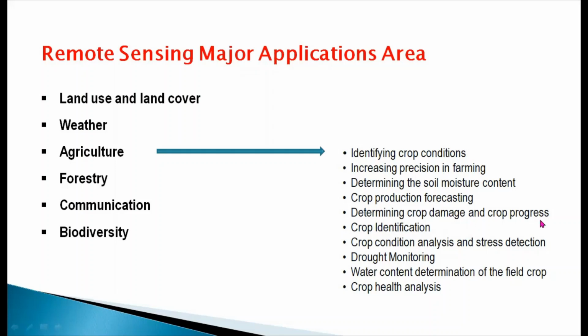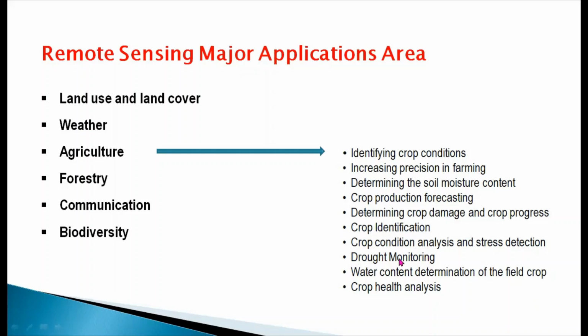Determine crop damage and crop progress, कि जो crops की damages कहाँ पे हुए, कितने damages हुए हैं. So you can see through the satellite images. Crop identification, crop condition analysis, stress computation. So when you are going to analyze the condition of any crop, the remote sensing can let you know about the stress, that where the crops have not been growing. Stress कहाँ पे gray areas हैं, कहाँ पे ये जो आपका crops हैं वो सही तरह से growth नहीं कर पाए.